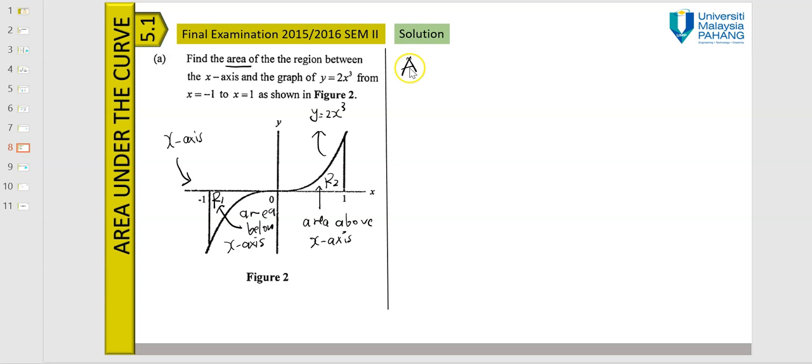So the area is given by the summation of these two regions, R1 plus R2. For R1, since the region is below the x-axis, we need to evaluate our integral together with the absolute sign here. So we evaluate from negative 1 to 0 of your function y here, which is 2x cubed, with respect to x. And then plus for region 2, no need to have the absolute sign because it is the area above the x-axis. So the area is given by the integral from 0 to 1 of your function 2x cubed dx.